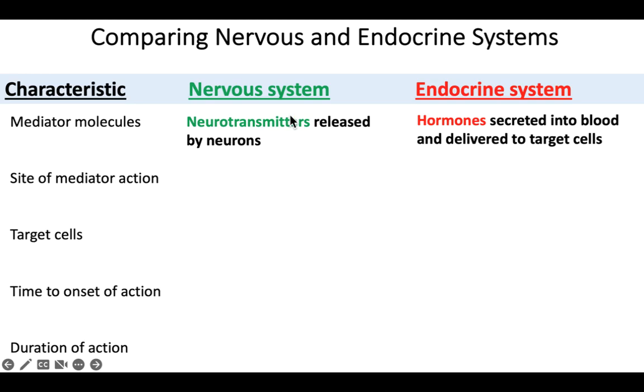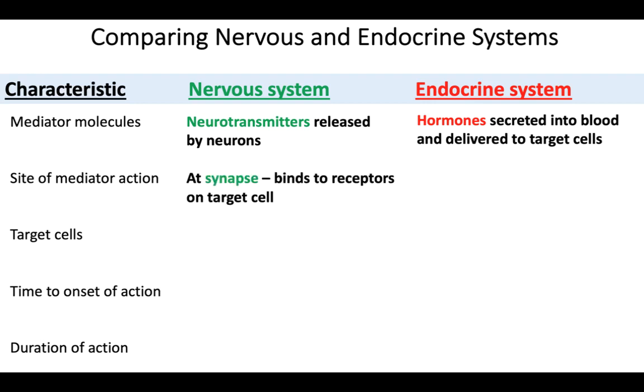Neurotransmitters, if you remember, are molecules such as acetylcholine, norepinephrine, serotonin. You might have heard of glutamate and GABA. Those are all neurotransmitters. Hormones, again, we're going to get into a whole bunch of those, but you've probably heard of insulin before and epinephrine before. So one system uses neurotransmitters, the other uses hormones.